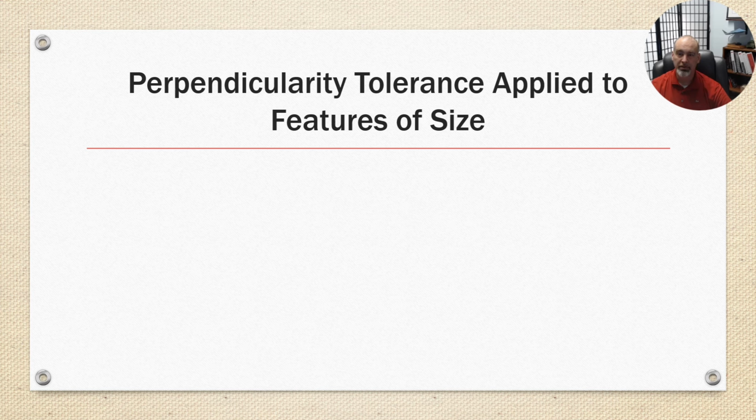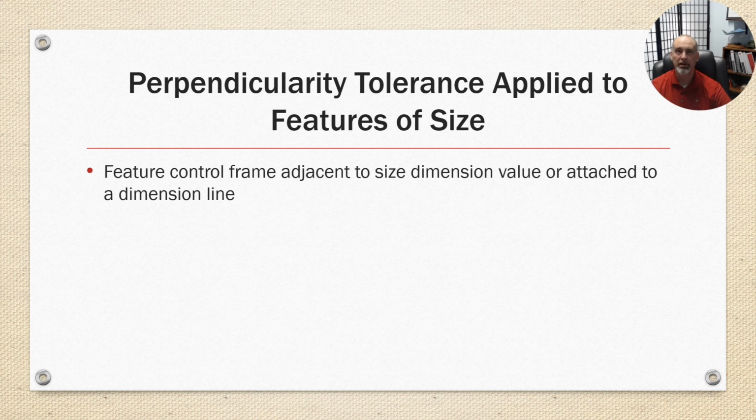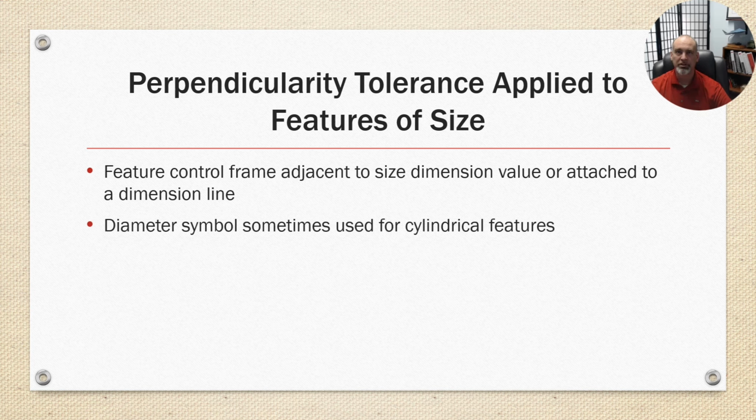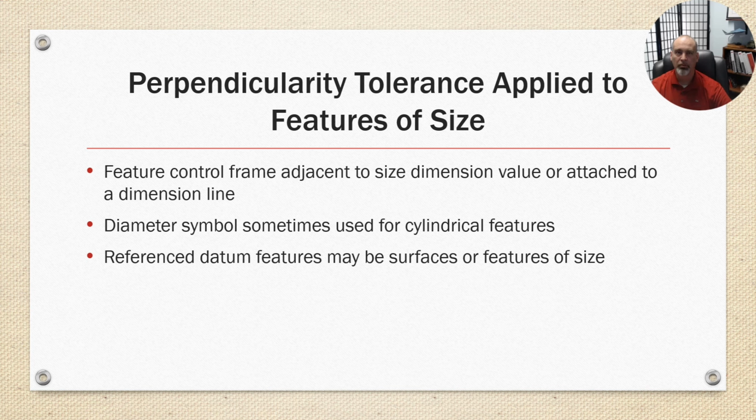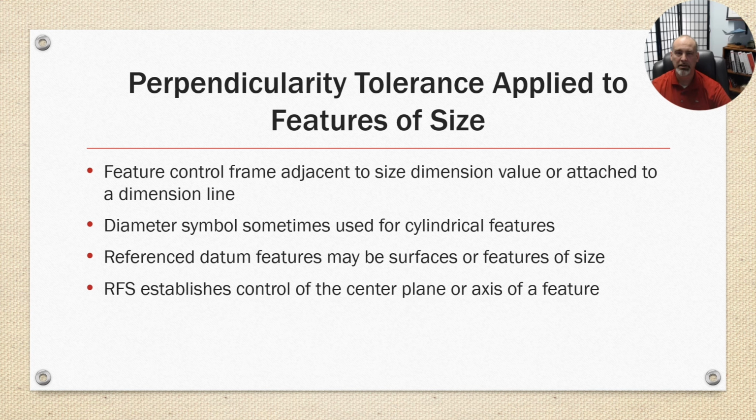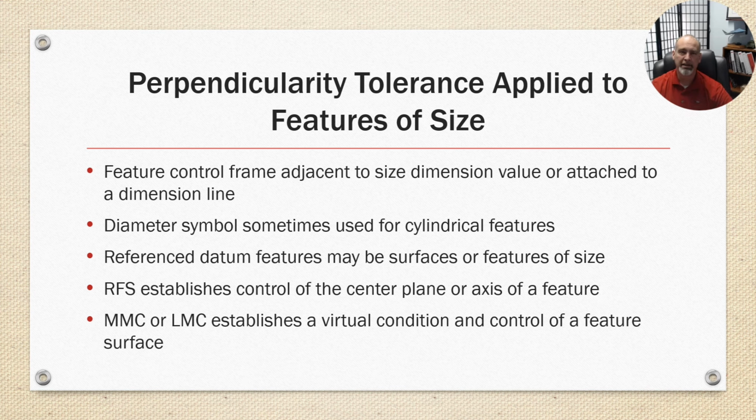Perpendicularity tolerance applied to a feature of size, the feature control frame adjacent to the size dimension value, or attached to a dimension line. The diameter symbol is sometimes used for cylindrical features. Reference datum features may be surfaces or features of size. And regardless of feature size, it establishes control of the center plane or axis of the feature. And lastly, the maximum material condition or the least material condition establishes a virtual condition and control of a feature surface.